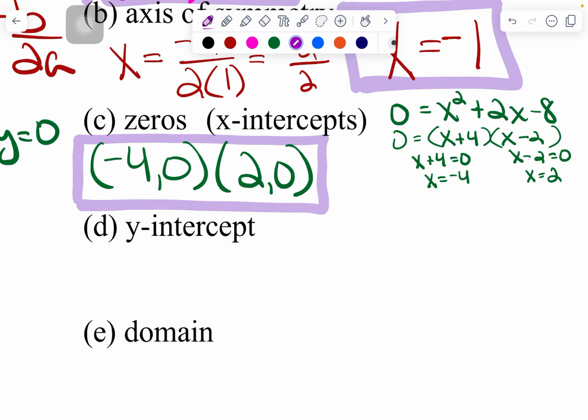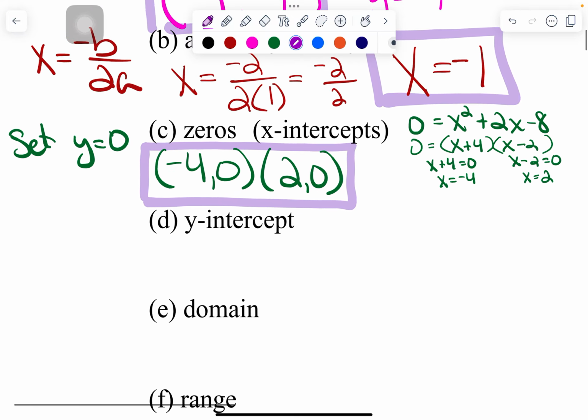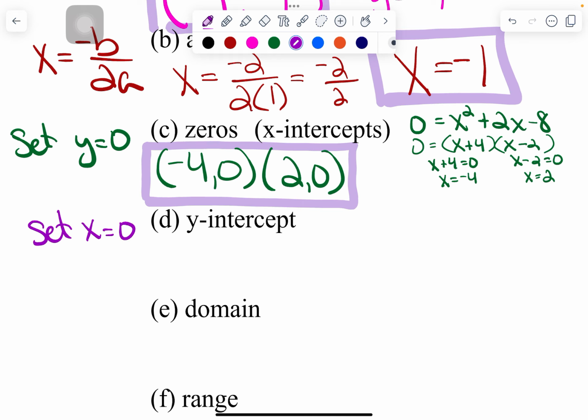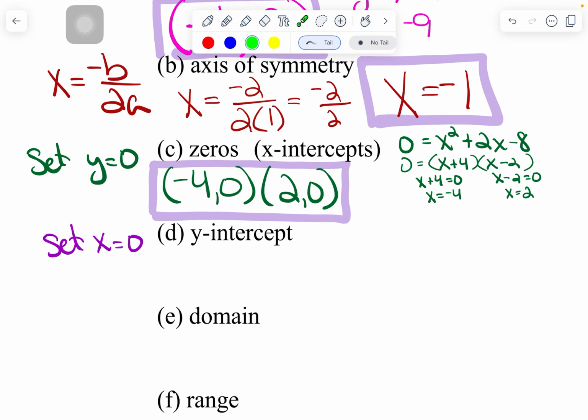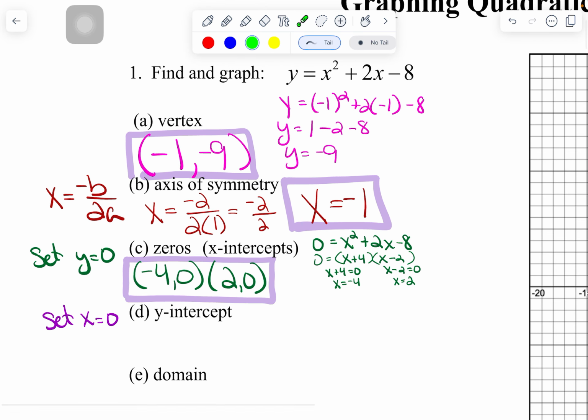And rolling right along, if you find your x-intercepts by setting y equal to 0, you're going to find your y-intercepts by setting x equal to 0. So in that original equation, and I know I'm zooming in and out here as I do this problem, anywhere I have an x, so x right here and x right here, I'm going to replace it with 0.